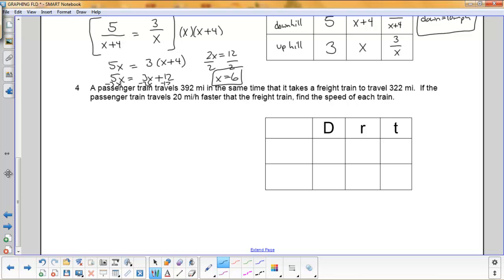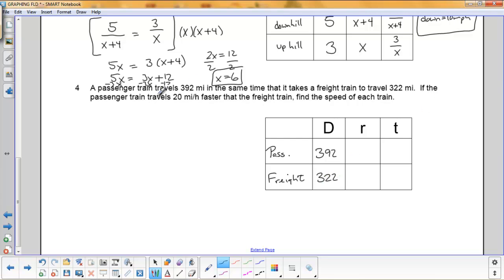Okay? The next one we're going to do is take a look at this in terms of two different types of trains. So we're going to have a passenger train and we're going to have a freight train. And we're going to set up the same problem that we set up before. Okay? A passenger train travels 392 miles. So that's our distance. In the same time that it takes a freight train to travel 322 miles.